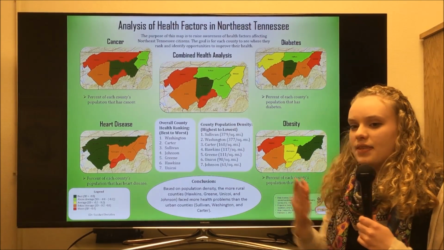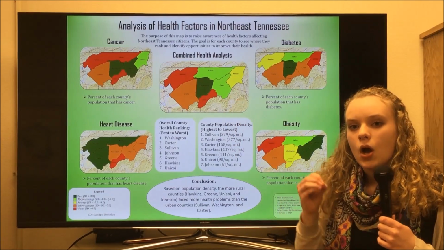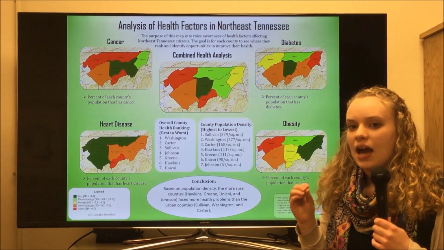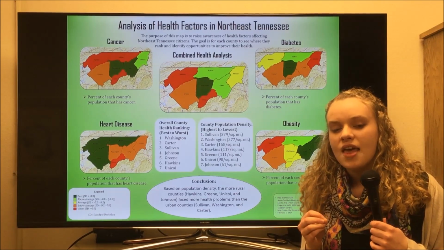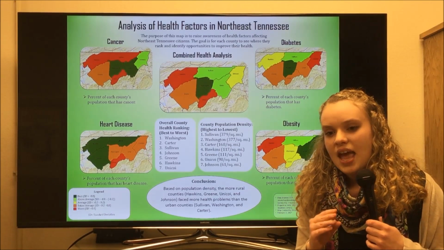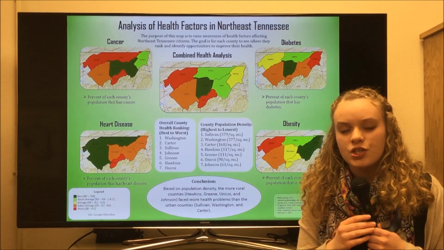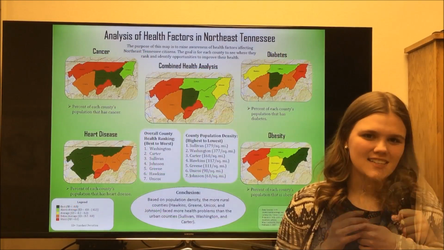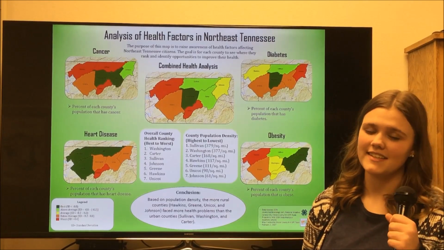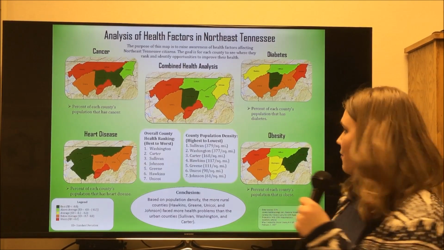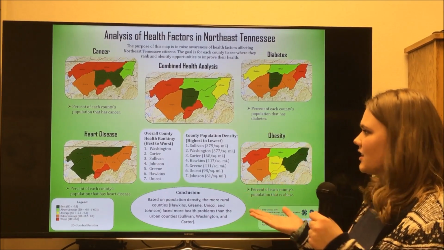So after looking at this combined map, we noticed trends that the counties with the larger cities were healthier than the counties that didn't have large cities. And that's when we decided to research the population density. So like Amanda said, the next step in creating this map was researching population density. So that's what we did. And we listed it right here from highest to lowest.